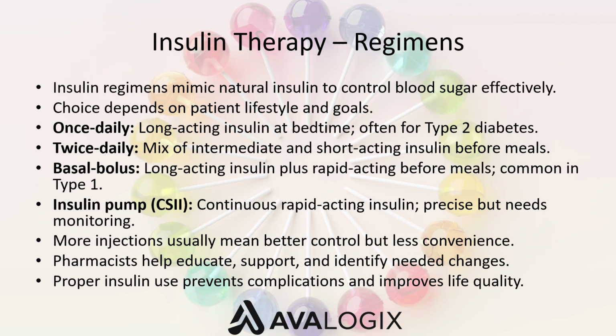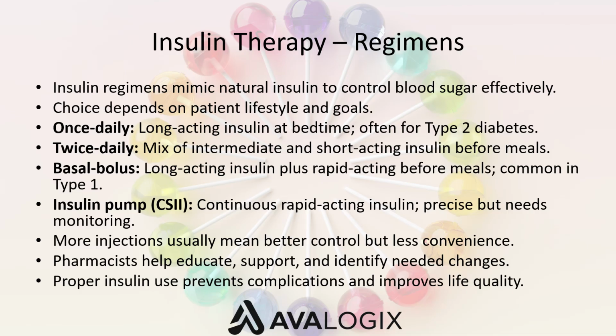Now that we've covered the types of insulin, let's explore how insulin therapy is organized into different regimens. Choosing the right regimen is crucial because it helps mimic the body's natural insulin secretion and achieves good blood sugar control. There are several common insulin regimens, and doctors select one based on the patient's lifestyle, blood sugar patterns, and treatment goals. One simple approach is the once-daily regimen, usually using long-acting insulin at bedtime to provide a baseline insulin level. This is often started in type 2 diabetes patients when oral drugs are not enough.